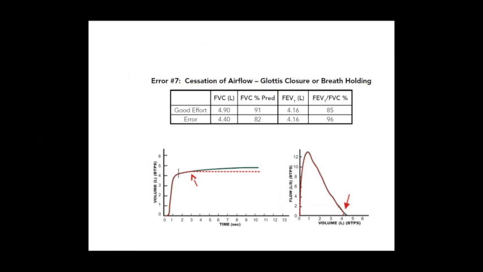It's about the cessation of airflow, glottis closure, or breath holding. Here, the patient exhales, and suddenly the graph, instead of going up, becomes a plateau, until after 6 seconds it goes down. This lets us know that the patient is having a glottis closure or cessation of airflow. In the flow volume loop, there is a sudden drop at the end of the maneuver.